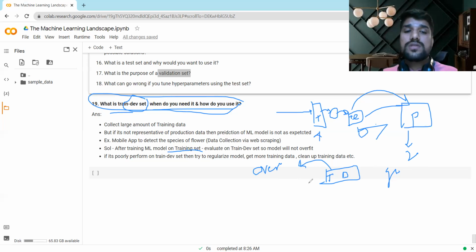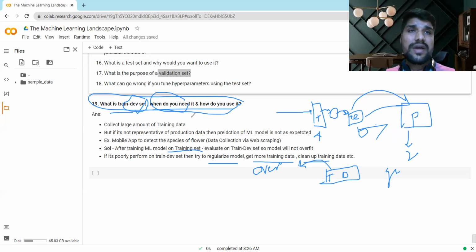And to overcome this issue, as we have already seen, we have to regularize the model, get more training data and clean up the training data. So I hope you understand what a train dev set is. A train dev set is nothing but a data set that we must develop, which is more similar to the production-ready available data set.